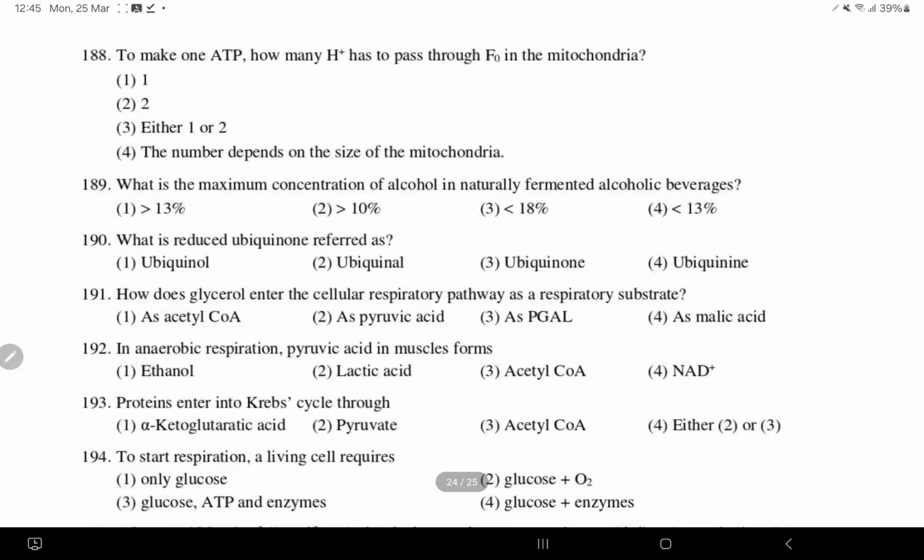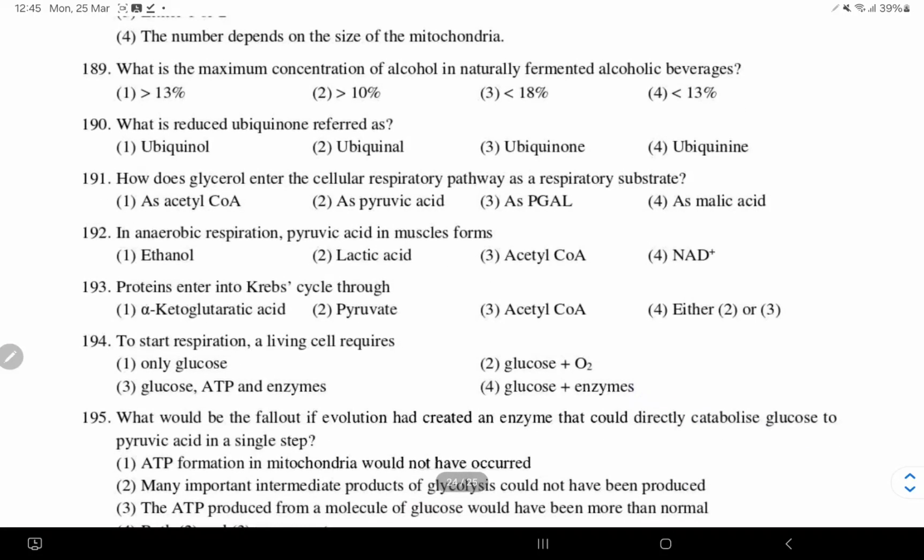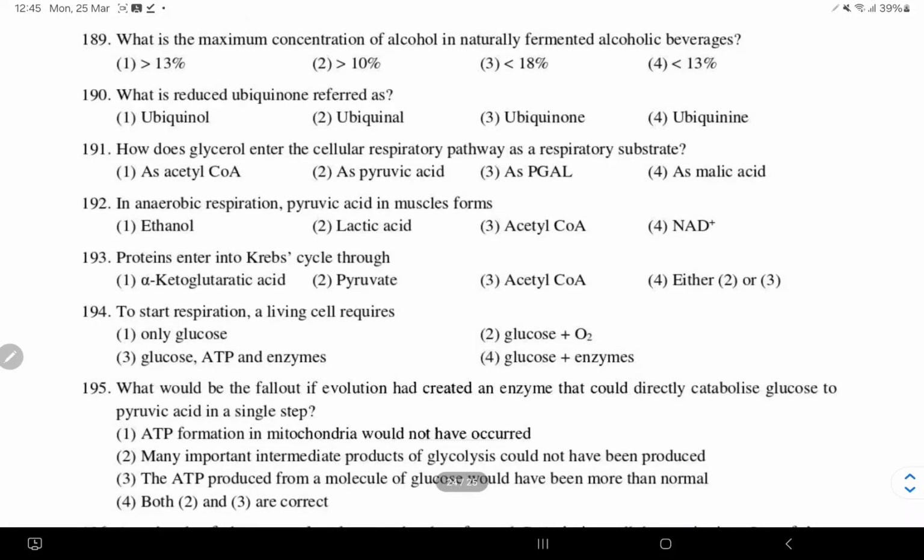To make 1 ATP, how many protons have to pass through the F0 in the mitochondria? Actually in the diagram it is 2, but in the content it is 4. So option 2 according to the diagram. What is the maximum concentration of alcohol in naturally fermented alcoholic beverages? That has to be less than 13. Reduced ubiquinone is referred to as ubiquinol, option 1.